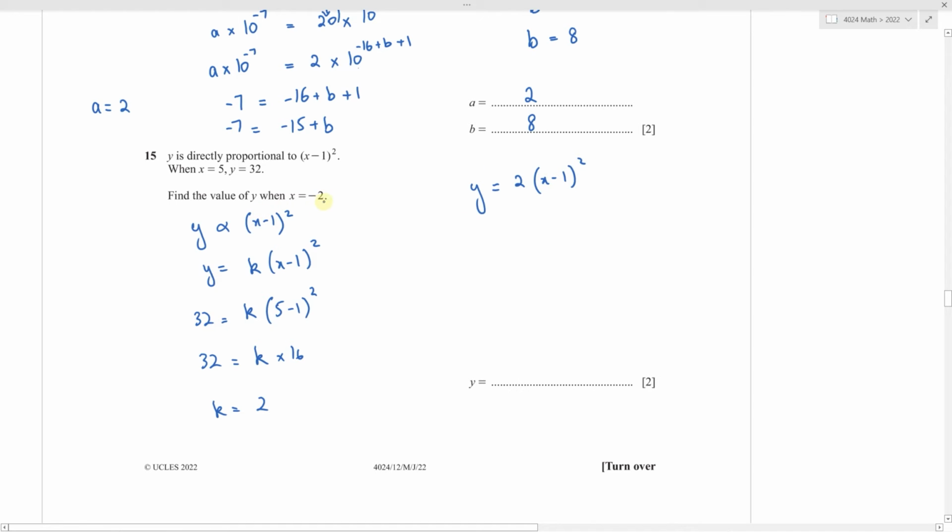Find y when x equals to minus 2. So let's substitute x equals to minus 2 here. Minus 2 minus 1 square. So y will be equal to minus 2 minus 1 is minus 3. 2 into minus 3 square. Minus 3 square is 9. 9 twos are 18. So your value of y is 18.